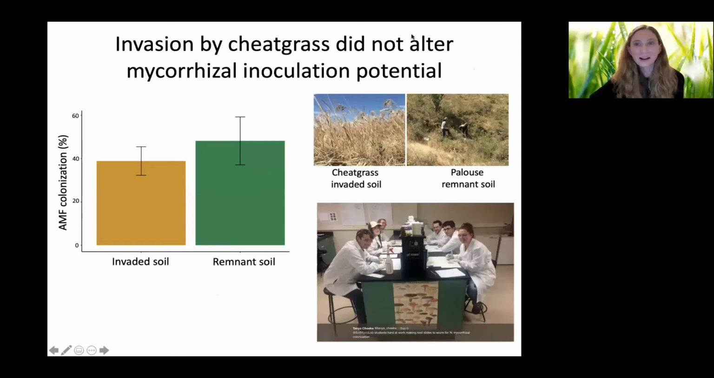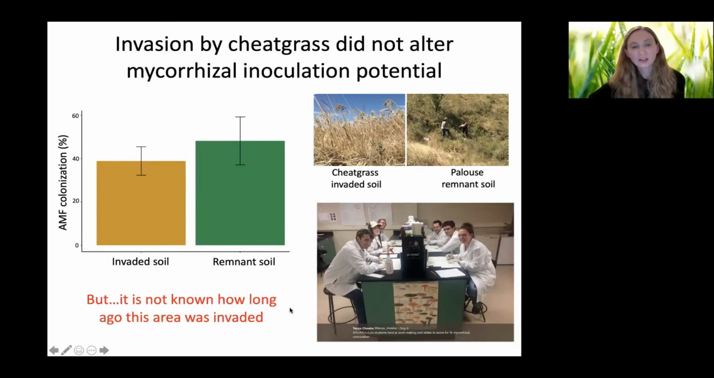But to our surprise, we found that invasion by cheatgrass did not alter the mycorrhizal inoculation potential in this experiment. Here we have the invaded soil and the remnant soil, and this is percent colonization of roots when the plants were grown in each of these two treatments. This was surprising to us because almost every study that I've read has shown that cheatgrass can have a negative impact on the mycorrhizal communities in the soil. But one of the things we don't know is how long ago this area was invaded. And we've only collected samples so far from that one area, those two samples.